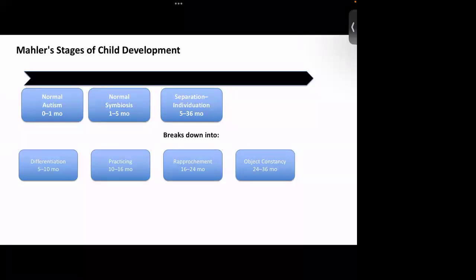I pronounce rapprochement funny just because when I was a social work student, we were saying it in a funny way to help be more memorable. So pardon me if I continue to pronounce it that way. So each of these stages, again, you have autism, symbiosis, and I'm just going to leave out the separation individuation. I'm just going to focus on the four substages. So we have autism, symbiosis, differentiation, practicing, and rapprochement.